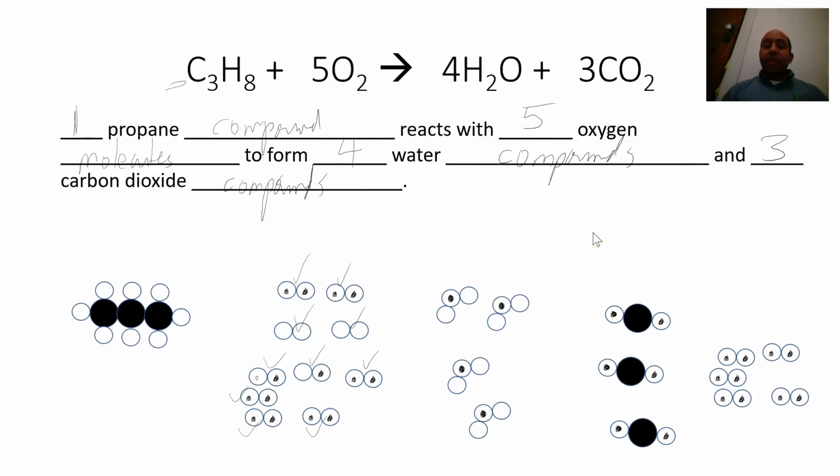So you can see that there are 4 waters produced, 3 carbon dioxides produced, and you have these 5 oxygens that are left over because this is the excess reactant, the one that's left over, and does not help produce more product.